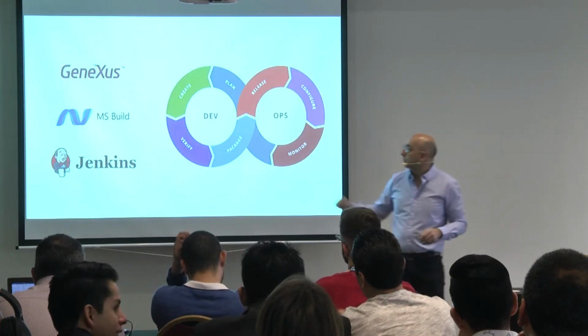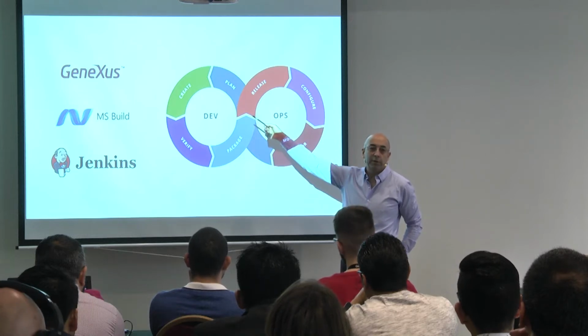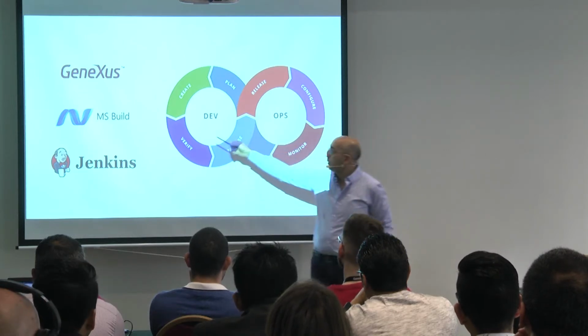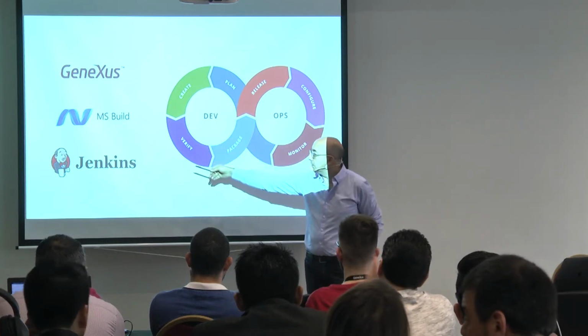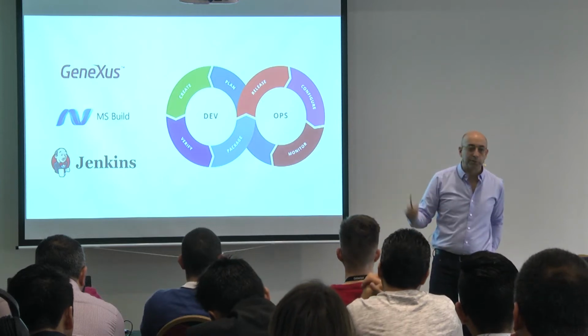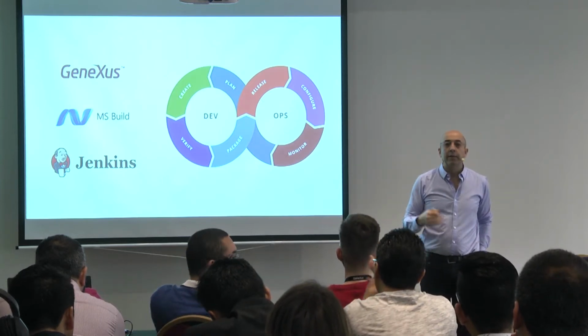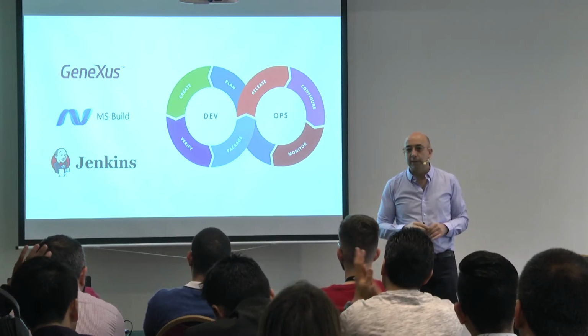All right. This is the cycle I was talking about, DevOps, the development, monitoring the operation of the entire work, and we're going to be using three technologies. One that you know very well, and that's Genexus. The other one, which is MS Build, created by Microsoft, and Jenkins, which is an engine to automate processes. Who of you knows MS Build? Good, a few.